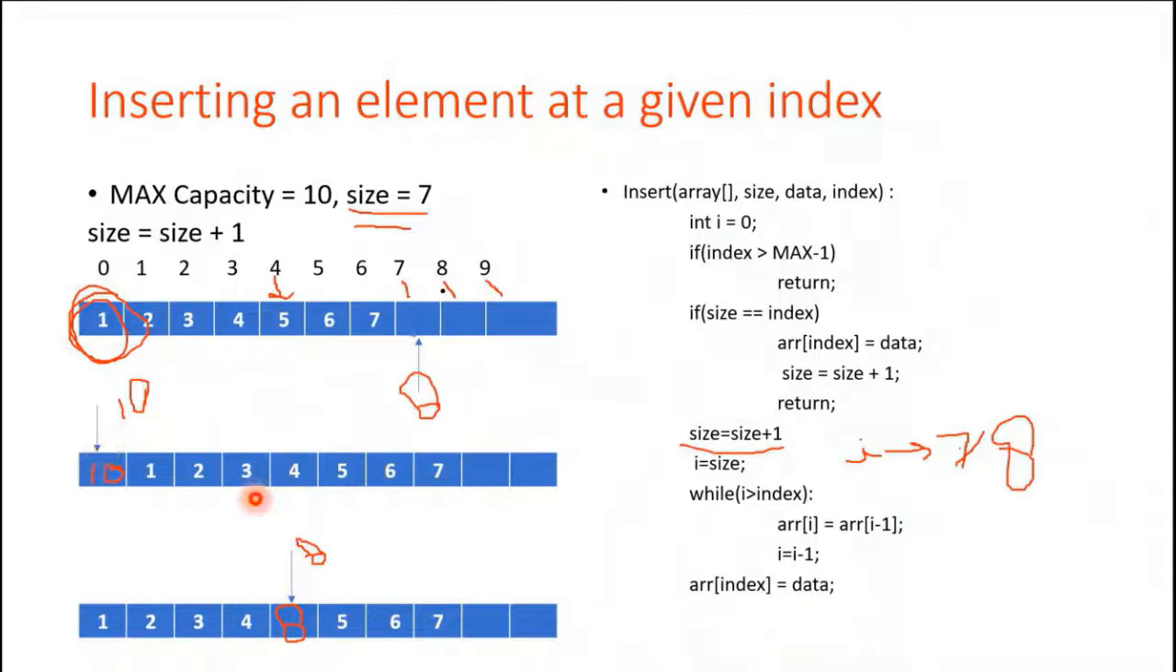Here the index is 0. We will keep doing it. At last we will shift 1 here, and we will shift 2 here, and this location will be freed. At last the condition will be false and we come out of the loop, and we put the element at the particular index. Okay, this is how insertion is done in an array.